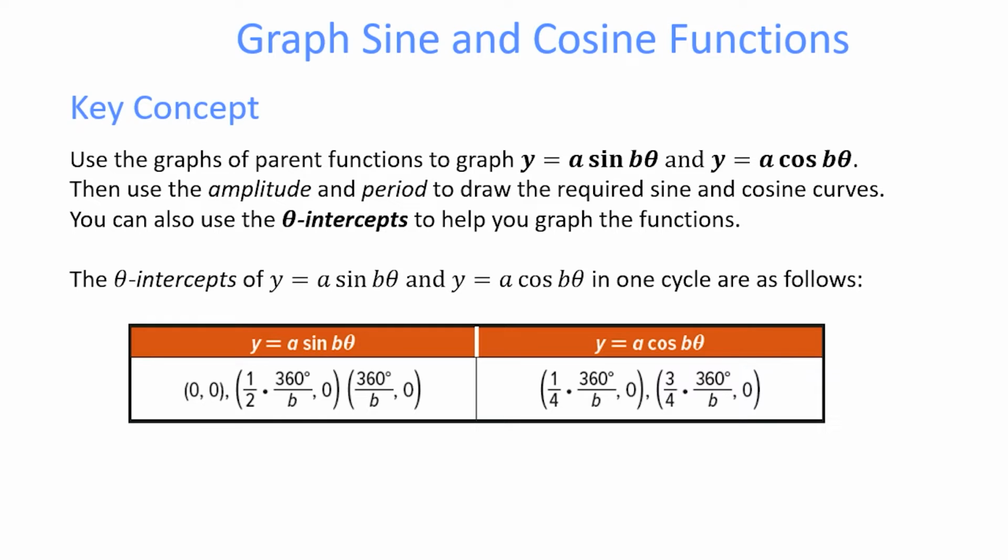The theta intercepts of y equals a sine b theta and y equals a cos b theta in one cycle are as follows. For y equals a sine b theta, we have 0, 0; 1/2 times 360 degrees over b, 0; and 360 degrees over b, 0. For the function y equals a cos b theta, we have 1/4 times 360 degrees over b, 0, and 3/4 times 360 degrees over b, 0.